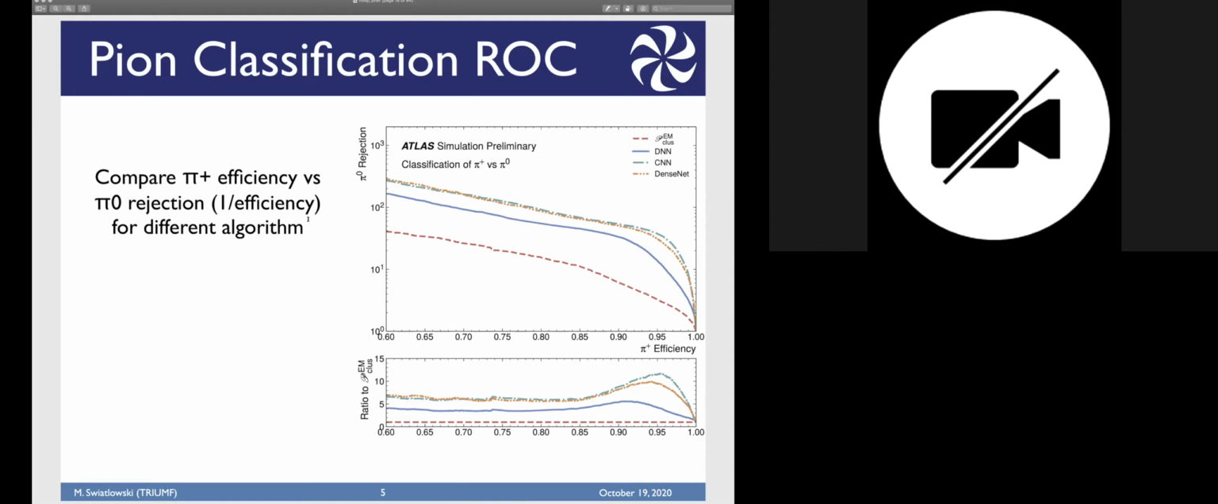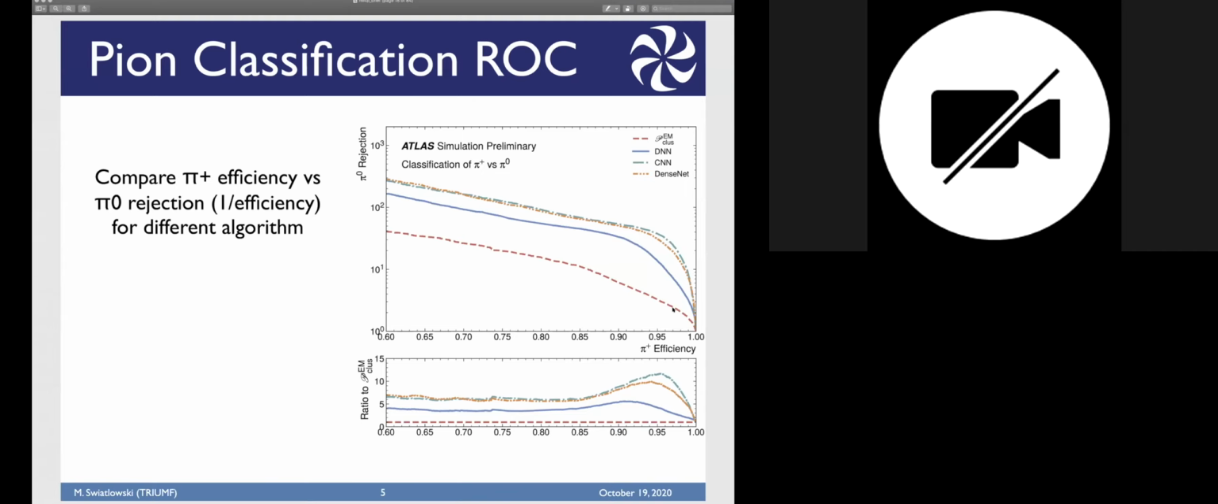That's just 1 over efficiency. So we're comparing to a baseline feature-based model, which is in these red dashes. You can see this is a two variable likelihood that was optimized a long time ago. It's our baseline.